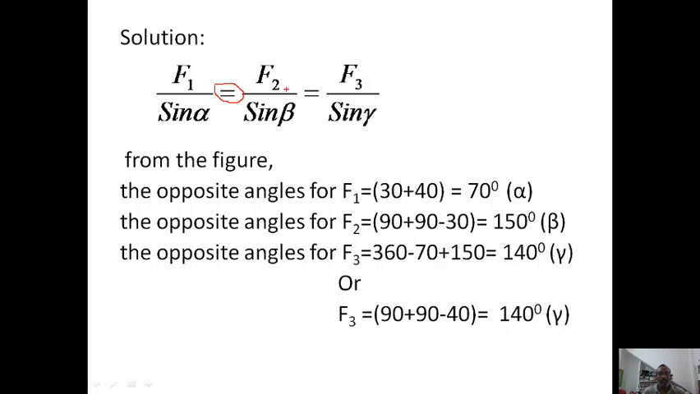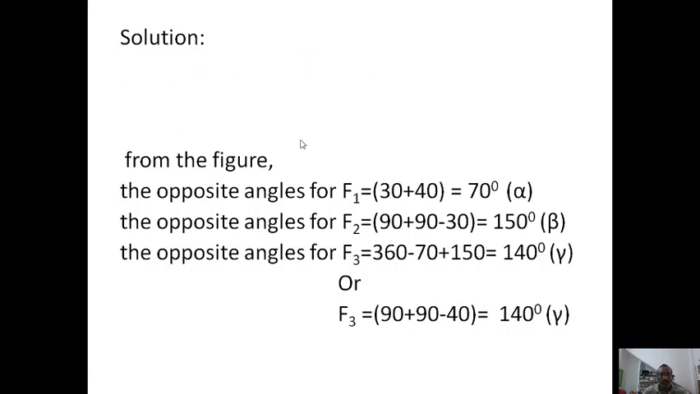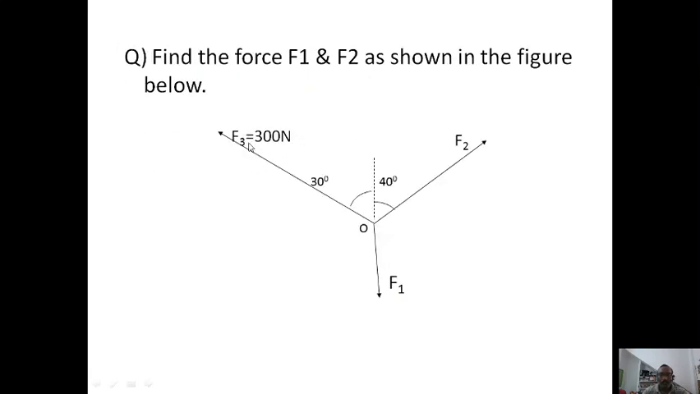Here it is equal, here it is equal. Hence I wish to take these two terms at a time, right? After that, F1 by sin alpha is equal to F2 by sin beta. But in the diagram, you see that we know only F3, not F1 and F2. Hence, I am not going to take F1 and F2 at a time because these two are unknowns.